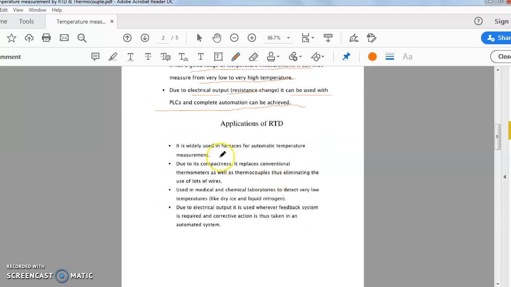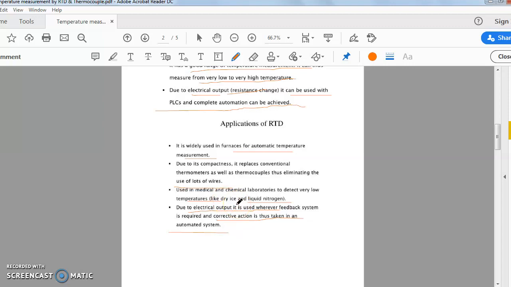Applications of RTD: it is widely used in furnaces for automatic temperature measurement. Due to its compactness, it replaces conventional thermometers as well as thermocouples, thus eliminating the use of lots of wire. It is used in medical and chemical laboratories to detect very low temperatures like dry ice and liquid nitrogen. Due to electrical output, it is used where a feedback system is required and corrective action is taken automatically. An automatic system means nothing but a closed loop control system.